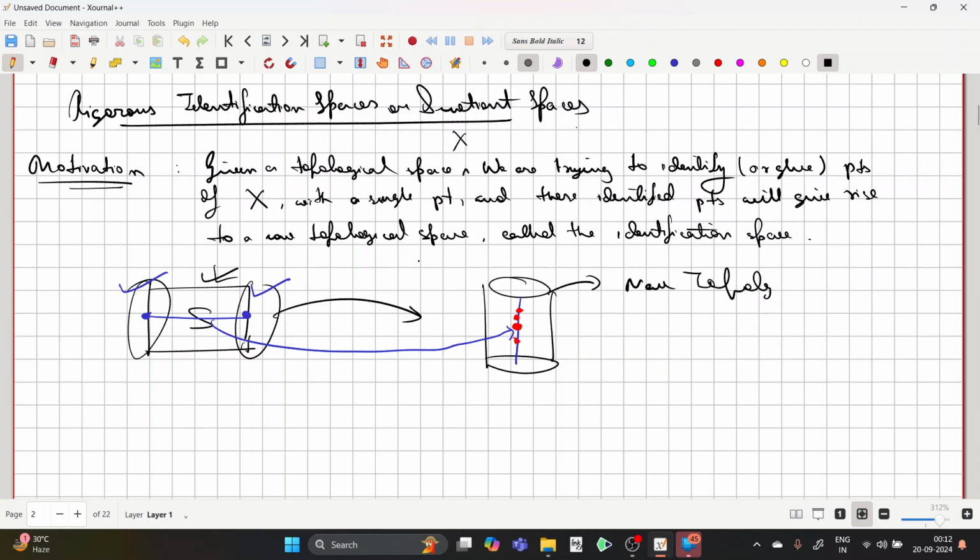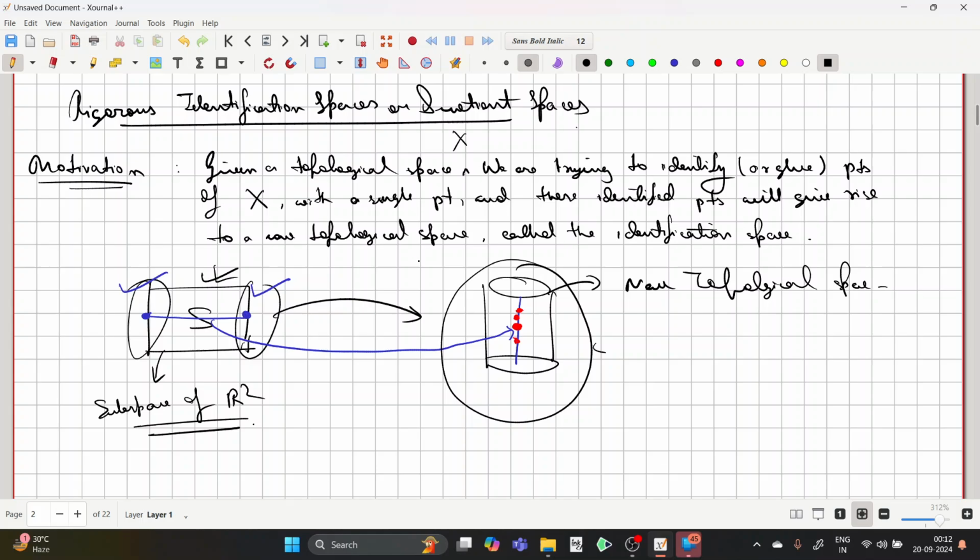Now clearly enough, this was already a topological space if you consider this to be simply a subspace of R2. What we want to do is identify this new figure as a topological space, and for that we need to define a topology on it. But in order to define a topology on it, we need to do something more. The thing to observe here is the sort of deformation we are making.